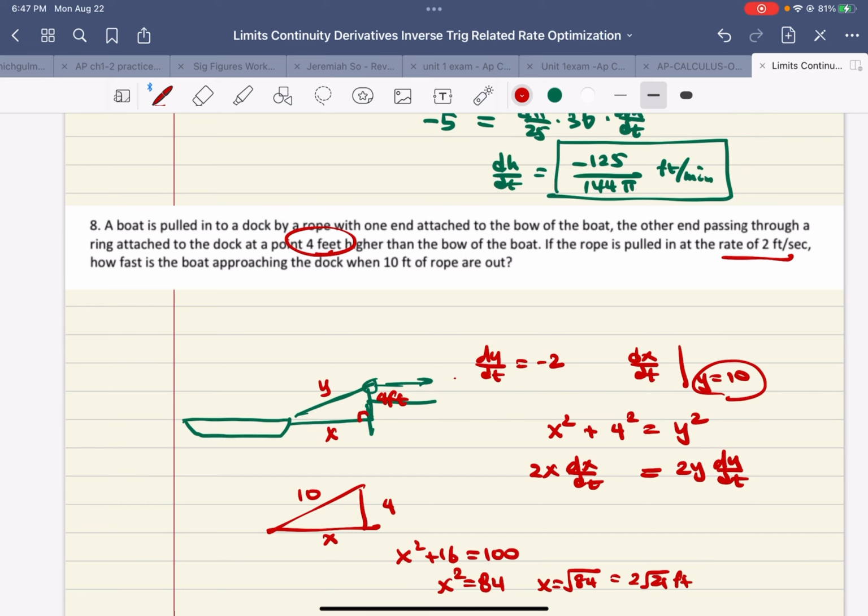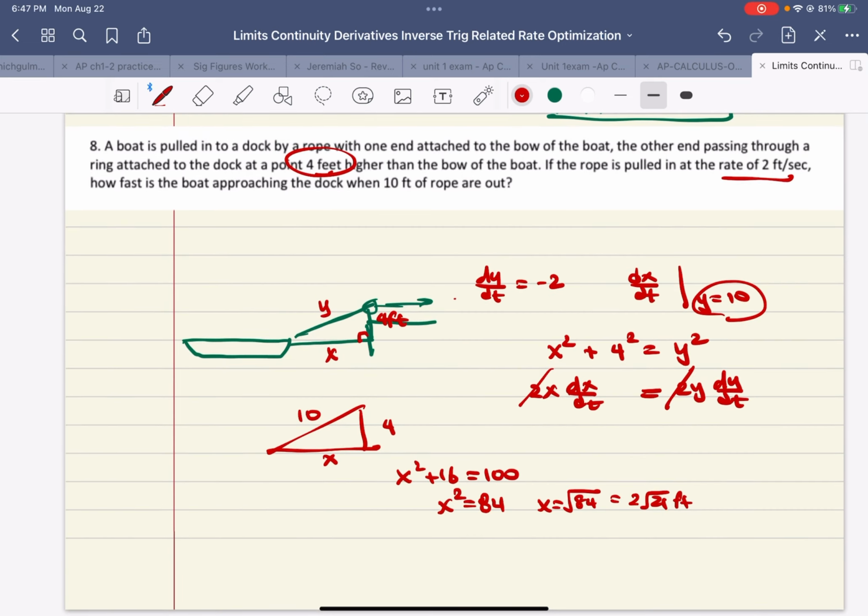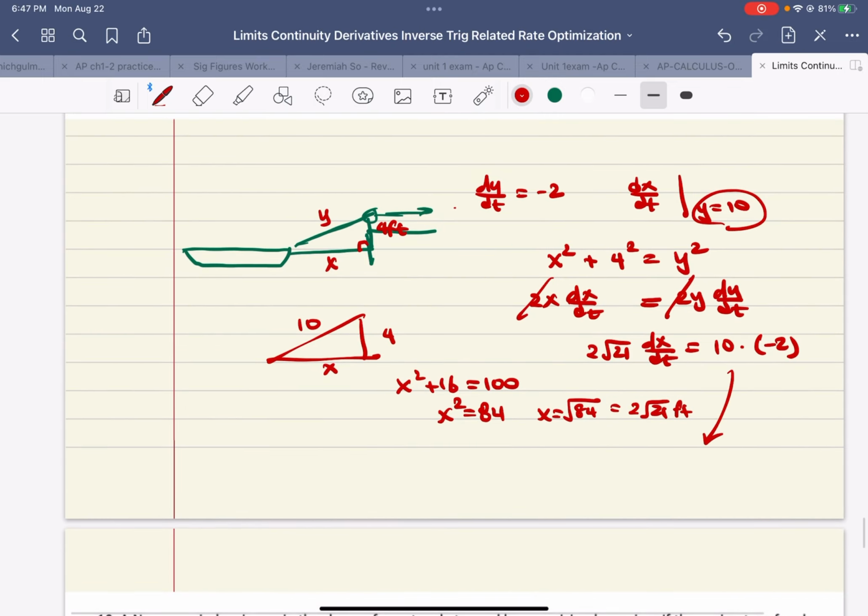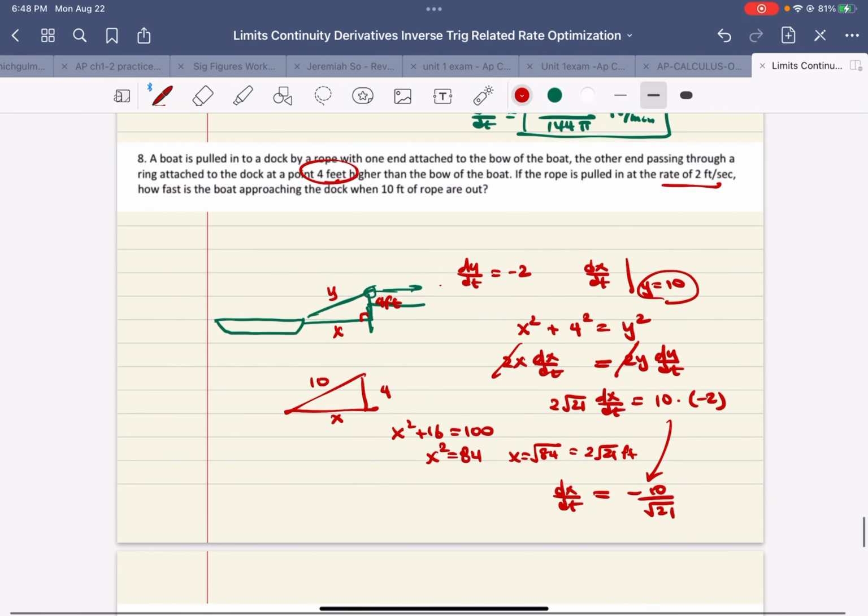So you can substitute what you know so far. The 2 cancels out. 2 root 21 dx/dt, that's what you're looking for, equals y value 10 times dy/dt, which is -2. So from here dx/dt equals -10 over root 21, because the 2 cancels out on both sides. Then that's the answer, in feet per second. That's how fast the boat is approaching the dock. You can leave it like that.